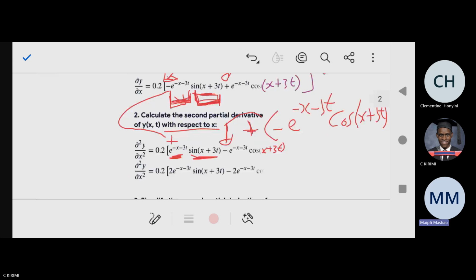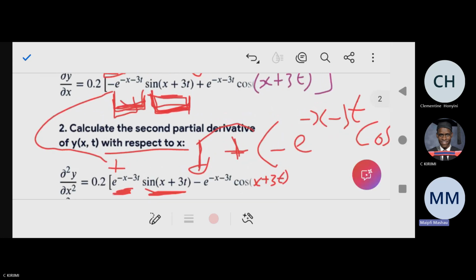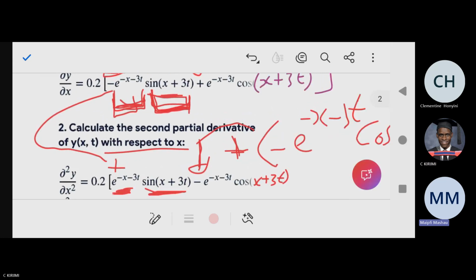But why is it 2 there? Why 2e to the power negative? Where is there 2e? We are not there yet. We are still here, on the first part. When you differentiate the negative x, you got -1. You multiplied it with the negative e that you found in the first equation. That's how you got the positive.